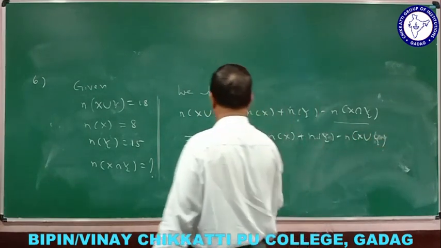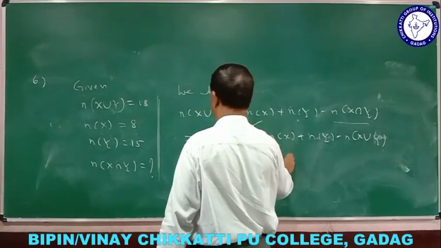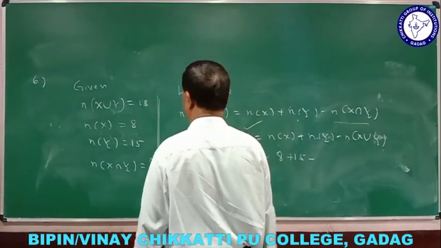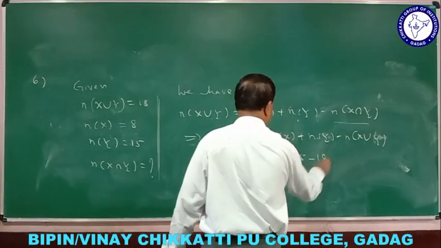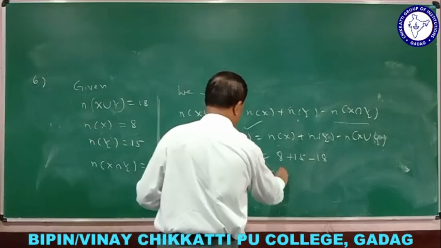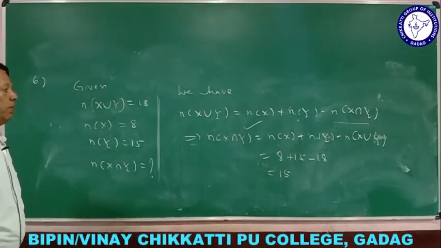This is the formula. So what is N of X? 8. N of Y is 15, minus X union Y is 18. So you have to add and subtract, and we get the answer 15. So this is the answer you can write for 3 marks.